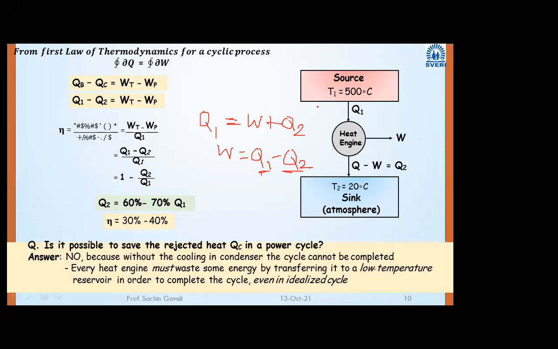And here what we have to apply? Incoming is equal to outgoing. We should not write it everywhere, but we should remember that for an engine, incoming is equal to outgoing. Understand? So W is equal to Q1 minus Q2, therefore Q2 is equal to Q1 minus W. So the heat engine is taking heat from the source, developing work as output and rejecting some amount of heat.